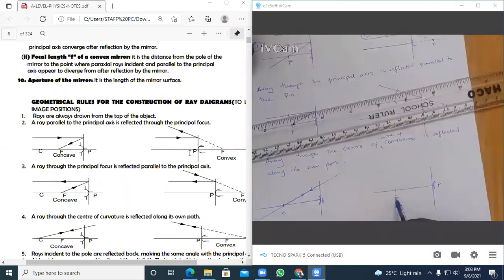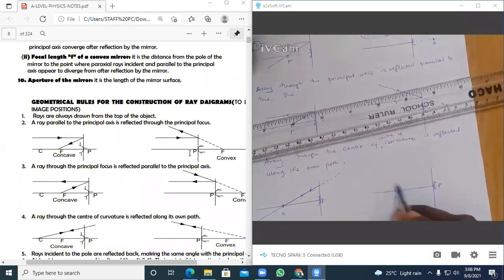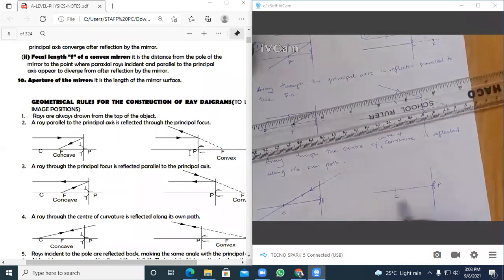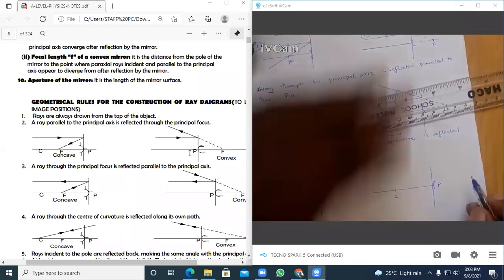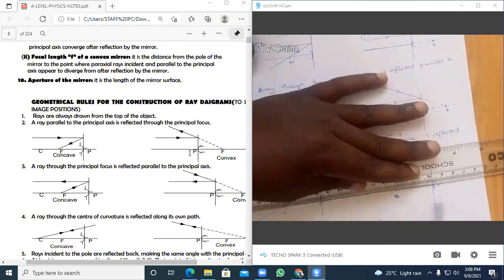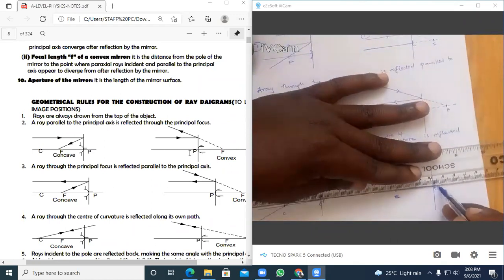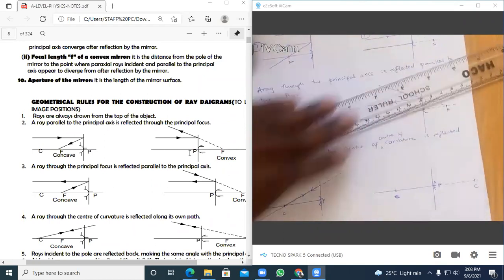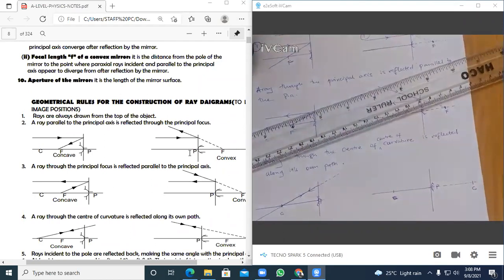Now, can someone tell me, is this a convex mirror? Because we know that for a convex mirror, its points are inside, so we cannot have the center of curvature here. So the center of curvature is inside, because its points are virtual inside there.